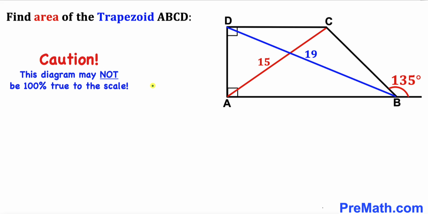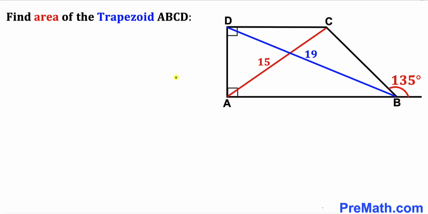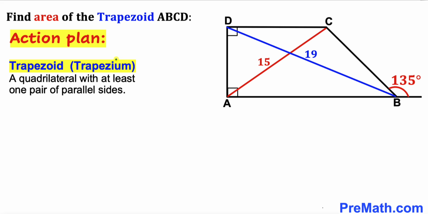Please keep in mind that this figure may not be 100% true to the scale. Let's go ahead and get started. And here's our action plan. Let's recall the definition of a trapezoid. Sometimes we call it trapezium. A quadrilateral with at least one pair of parallel sides. And here in our case, this AB and CD sides are parallel.